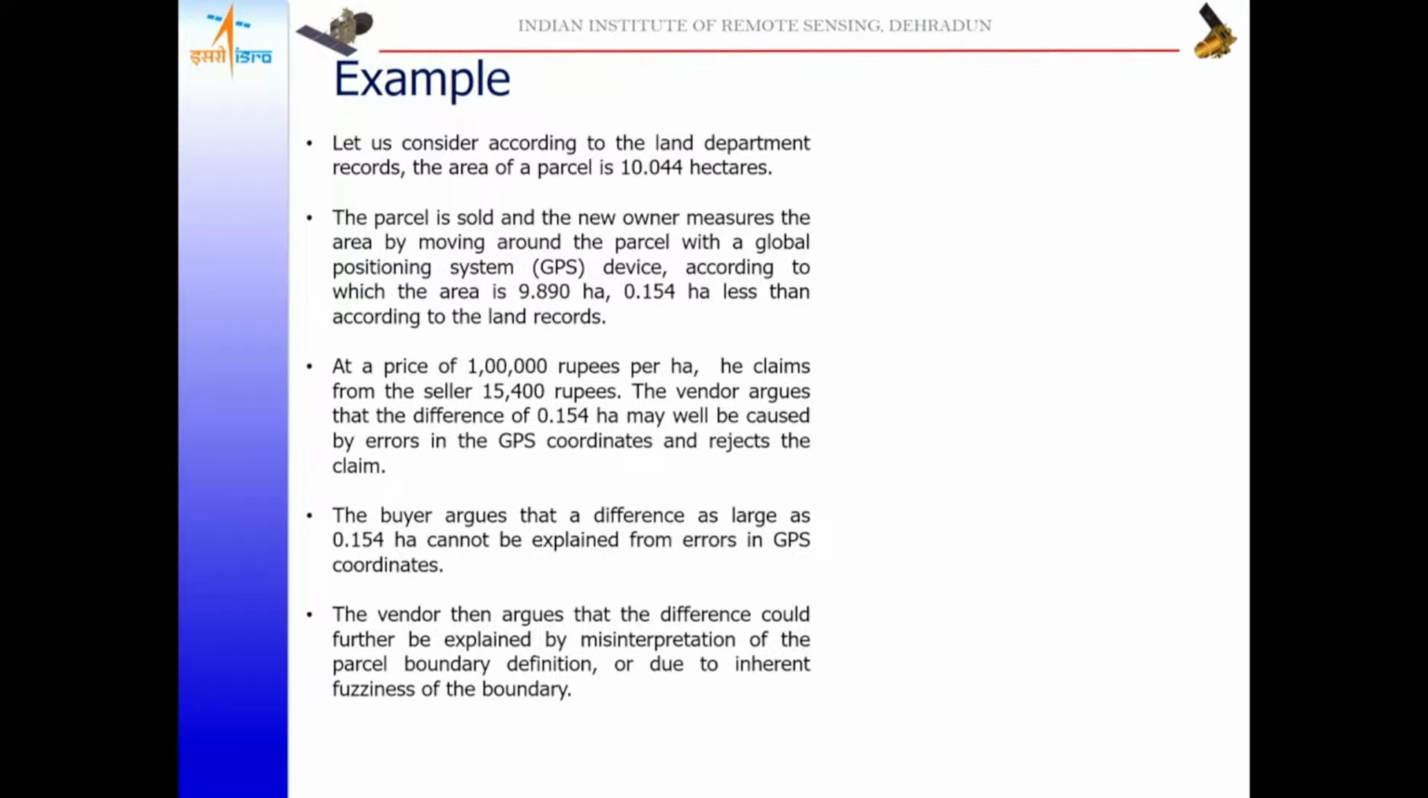So the vendor then argues that the difference could further be explained by misinterpretation of the parcel boundary definition, or due to the inherent fuzziness of the boundary. So because of that, the error can be there. So your GPS is correct, and my things are also correct as per the land record, but the problem is about the misinterpretation.